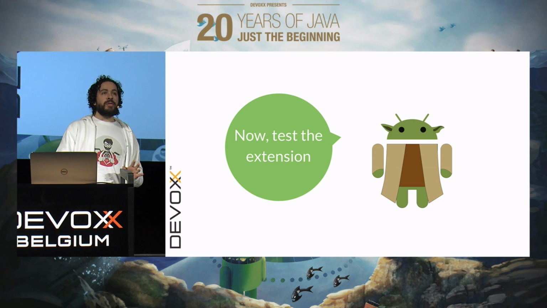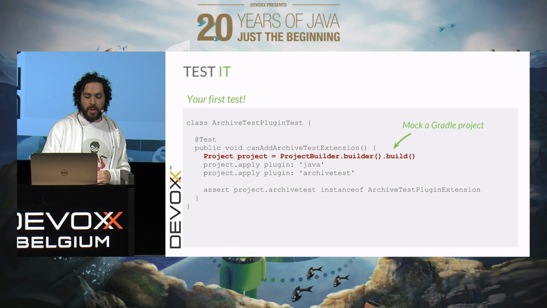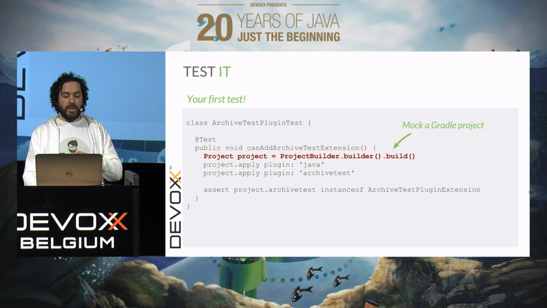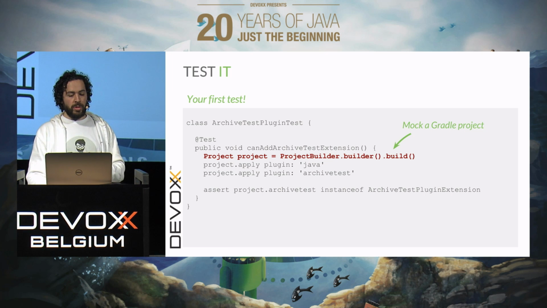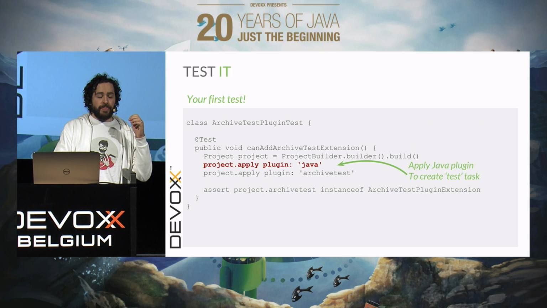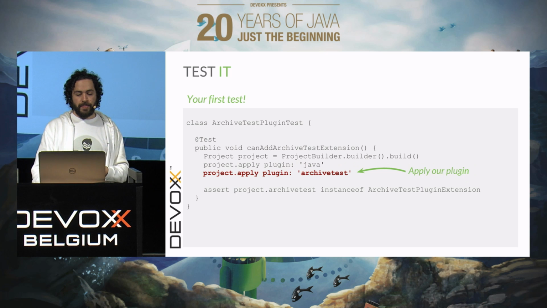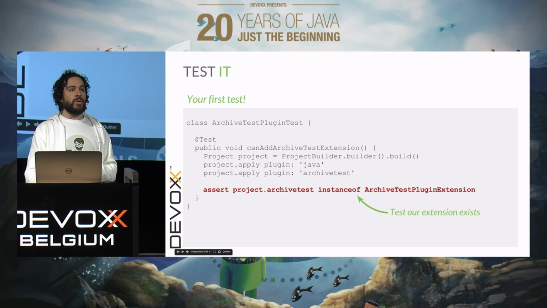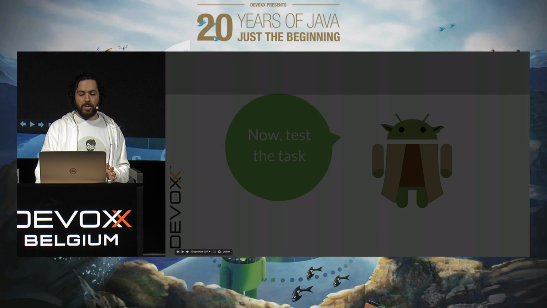What we want to do as a first test is to check if our extension is good. You will see that's a very simple test. So what we are doing first in our test method is stubbing a Gradle project using this API, project builder.build. Then we receive a stub project on the other side. Then we apply the Java plugin, for example. It can be anything else. And we also apply our plugin. And when it's finished, we just check that project archive test contains a good type. It means our extension. So that's a very simple test. And now you know how to do it.